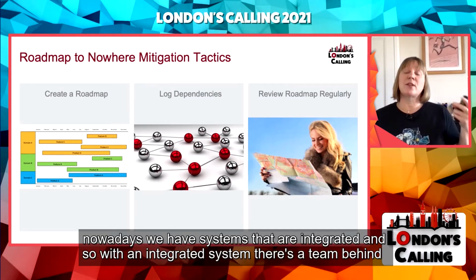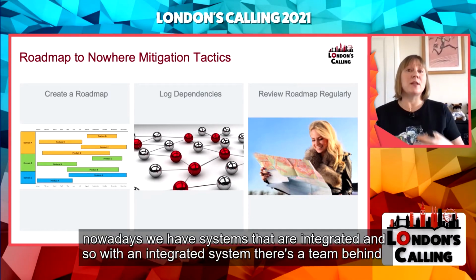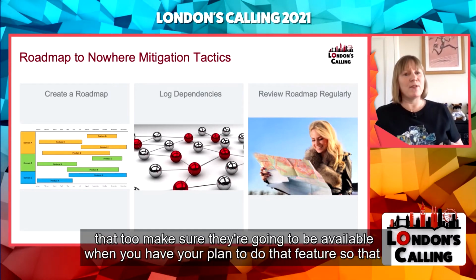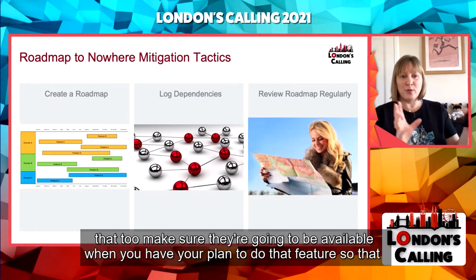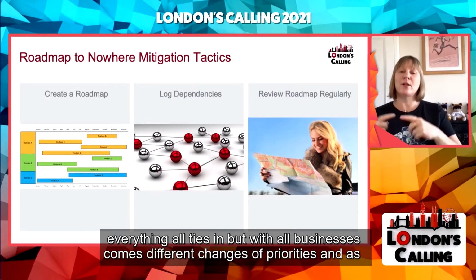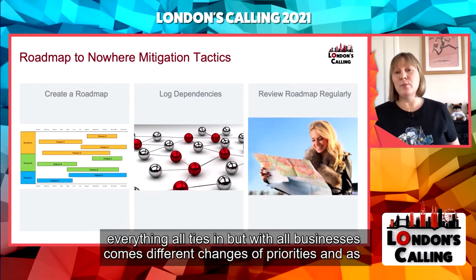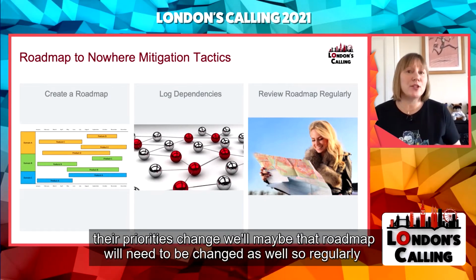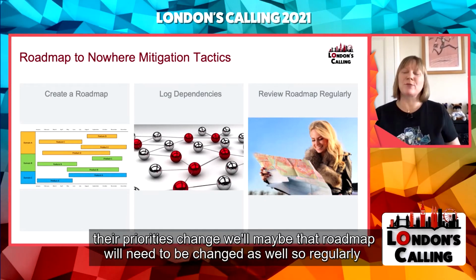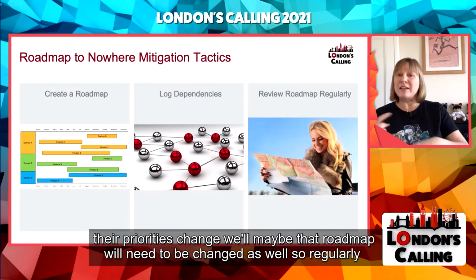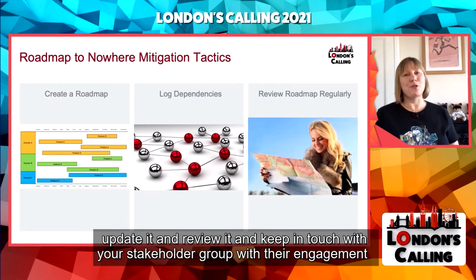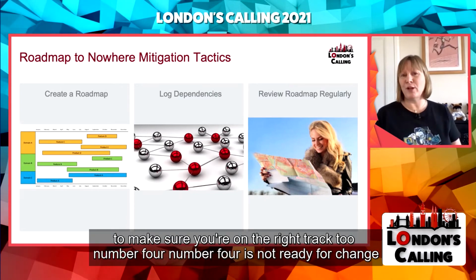Nowadays we have systems that are integrated, and so with an integrated system there's a team behind that too. Make sure they're going to be available when you have your plan to do that feature so that everything all ties in. But with all businesses comes different changes of priorities, and as their priorities change, well, maybe that roadmap will need to be changed as well. So regularly update it and review it and keep in touch with your stakeholder group with their engagement to make sure you're on the right track too.